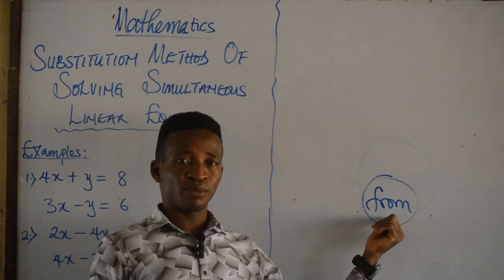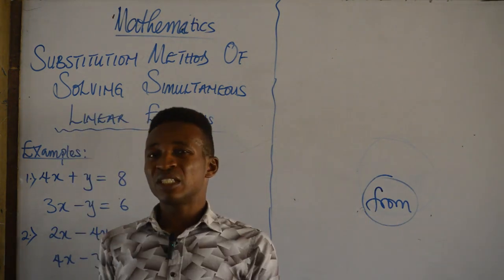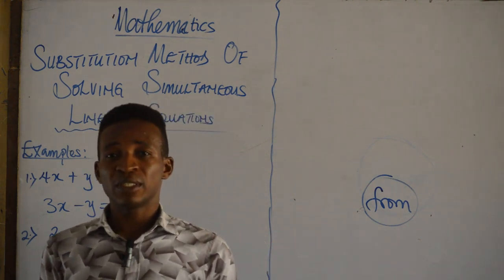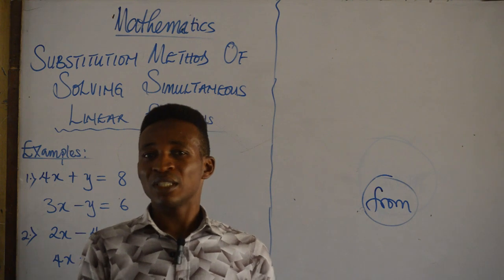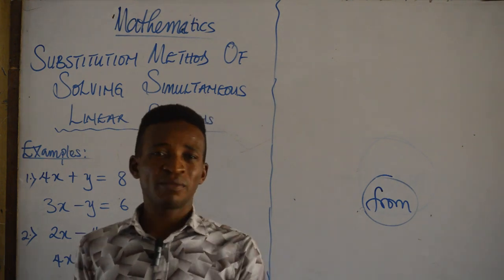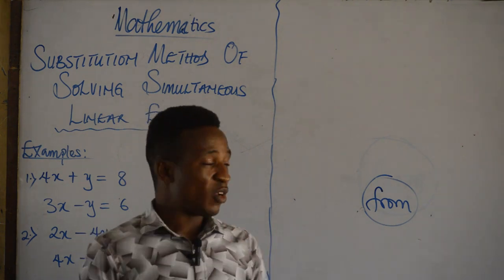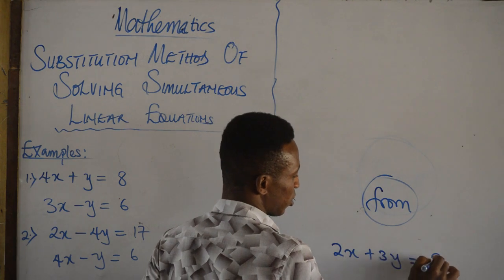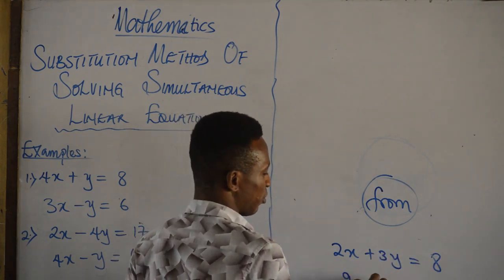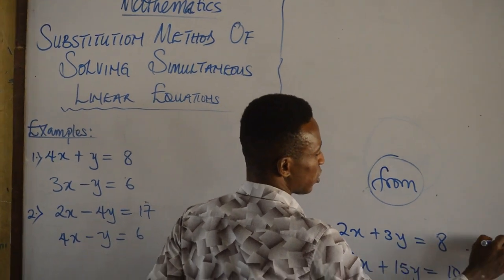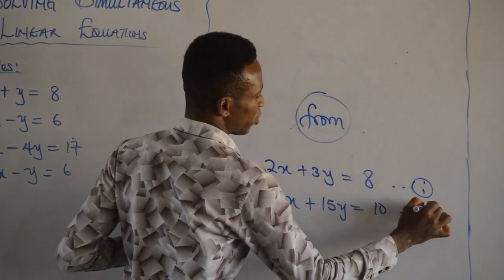When you are talking about "from", you are talking about the origin of a particular object or a particular person. Take for example, Festus is from Oyo State. That means the state of origin of Festus is Oyo State. That's where Festus is coming from. So when you have 2x plus 3y equals 8 and 9x plus 15y equals 10, this one is your equation 1 and this one is your equation 2.